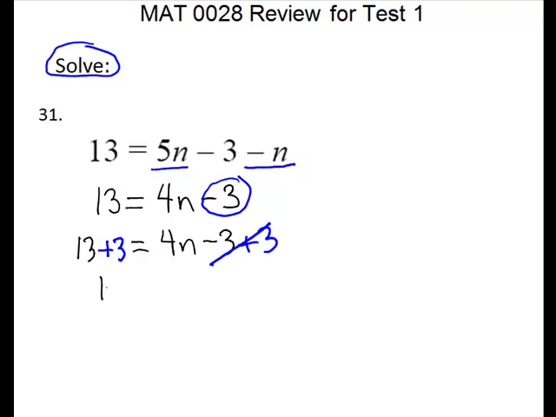Now we clean up. So we have 16 equals 4n. Go back on the side with the variable, and now you're ready to divide out your coefficient. So you're going to divide on both sides by 4. And 4 into 16 will go 4 times. 4 equals n. It's okay that it's backwards.